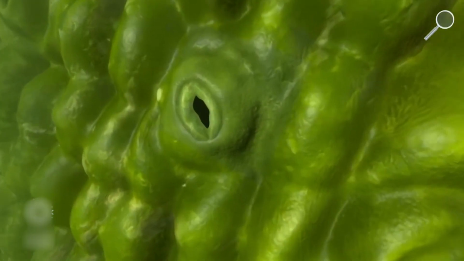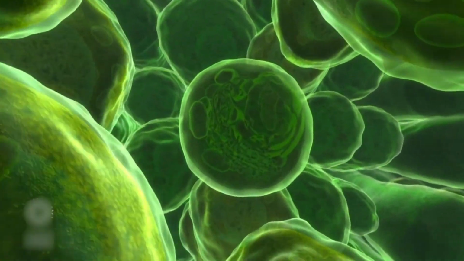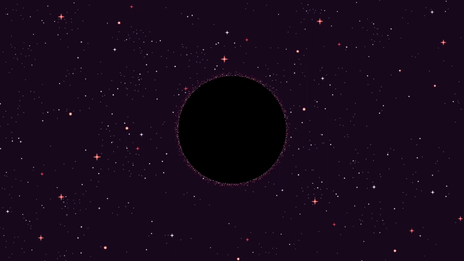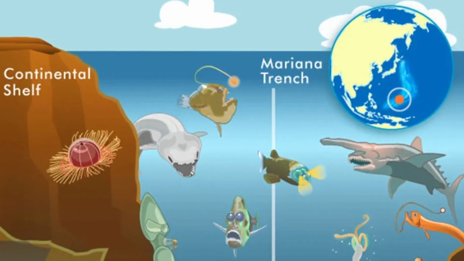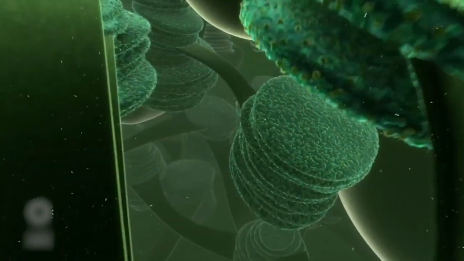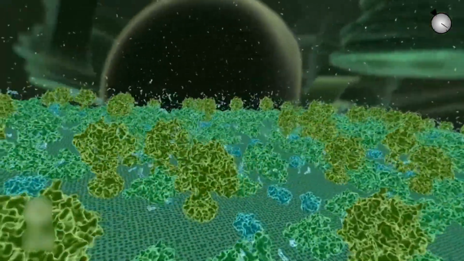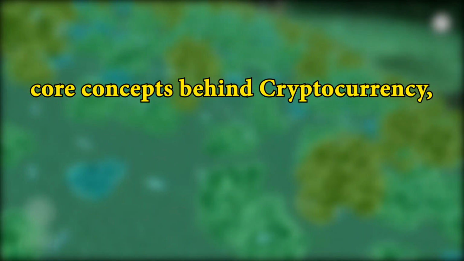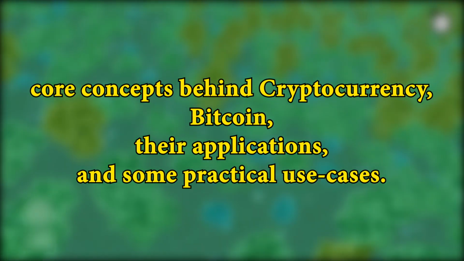Let's continue from where we left off. That's right, we are diving deeper into crypto, because the deeper you go, the deeper it keeps getting. It is like a black hole, like the Mariana Trench, like other things deep. But yes, it is a vast topic, and previously we covered some very important technical aspects of it. Today, we will be covering the remaining core concepts behind cryptocurrency, Bitcoin, their applications, and some practical use cases.